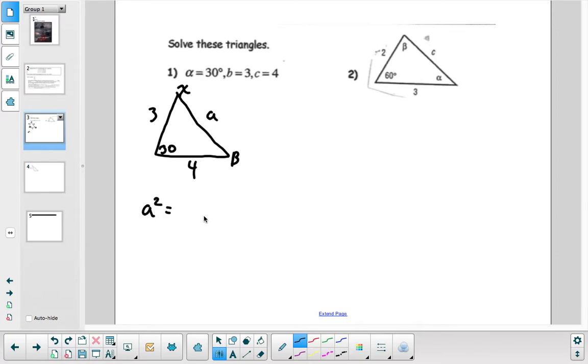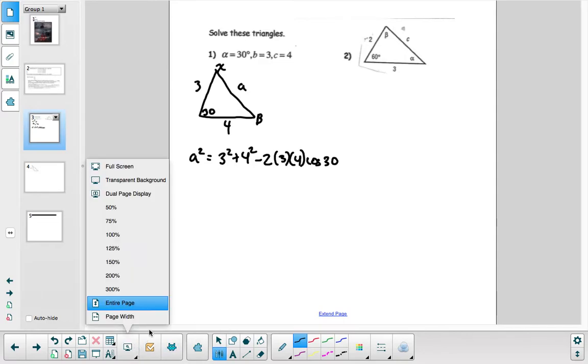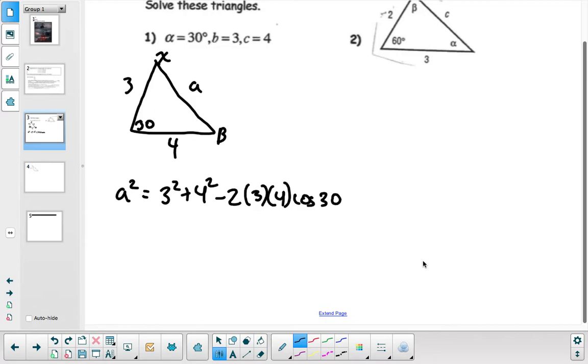So a squared is equal to b squared plus c squared minus 2, 3, 4 cosine 30. Nice part about this is it's already solved. We just have to take the square root. You don't have to worry about plus or minus because we're dealing with triangles, and triangles don't have negative side lengths. Really nice part, when we start moving away from unit circles, we don't have to worry about negatives because they don't really belong in the situation.